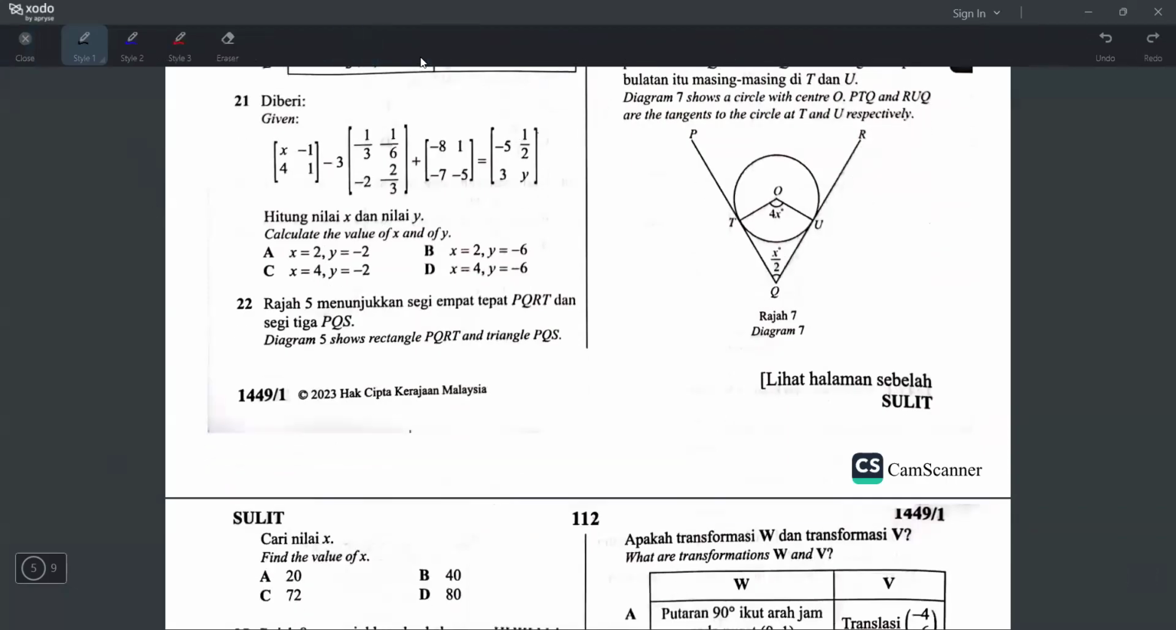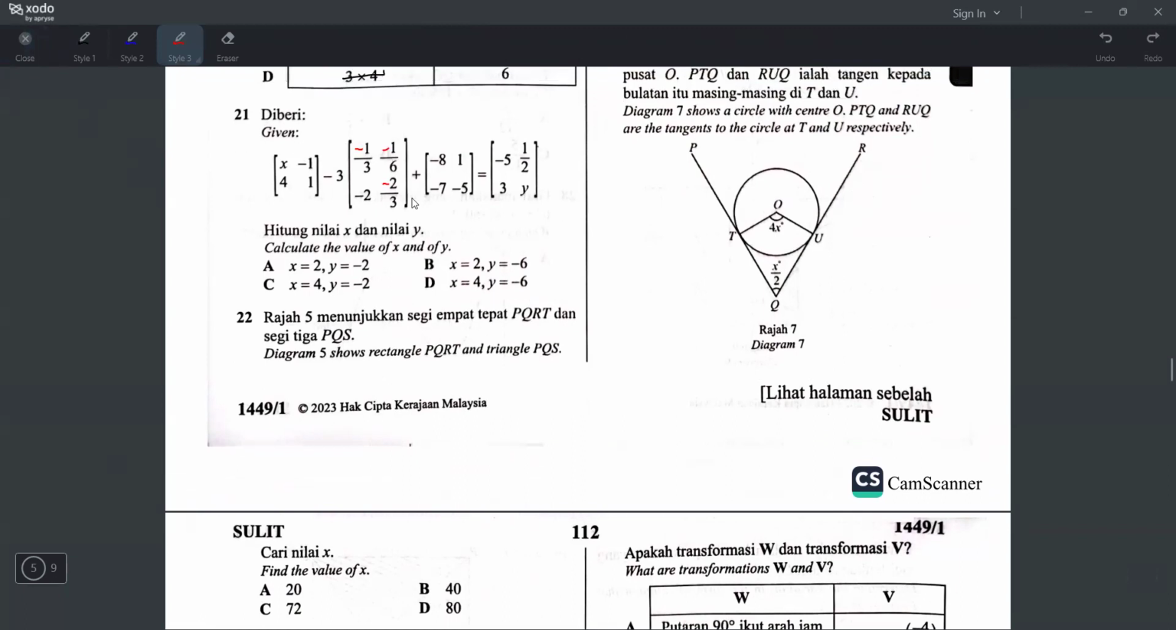Okay, let's do 21. Okay, 21 is also a matrix question. Tapi soalan ni ada masalah. So this one, I want you to change to -1/3, -1/6, -2/3. Okay. Yeah, soalan dia silap. Okay. So this is actually the negative. Okay. Okay, now we can start.